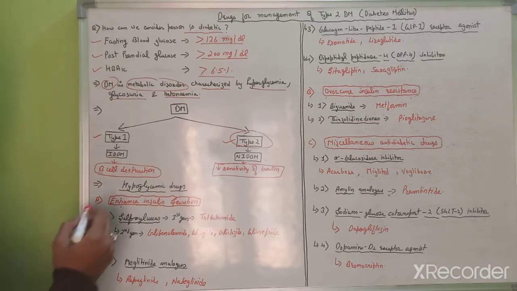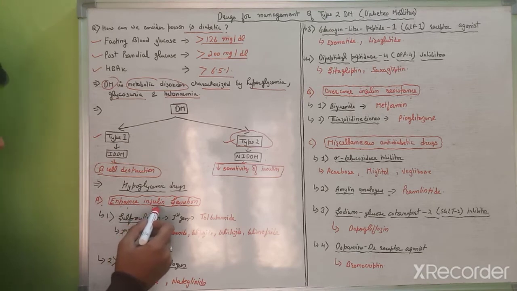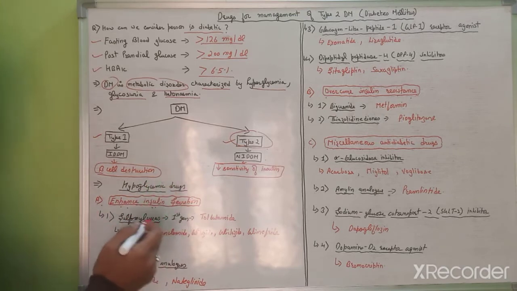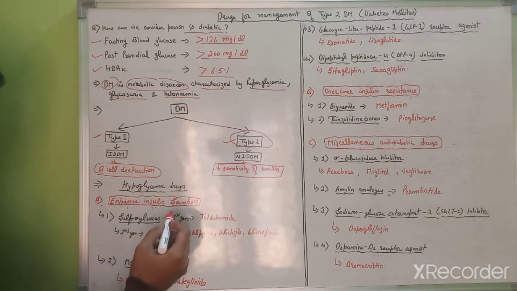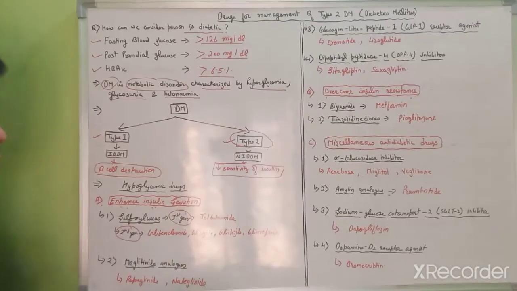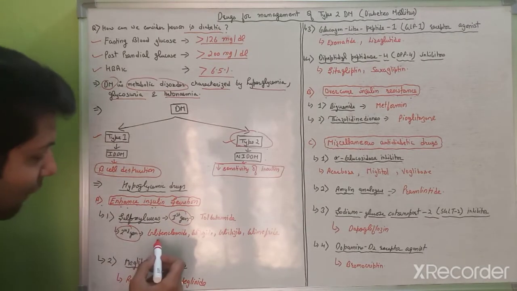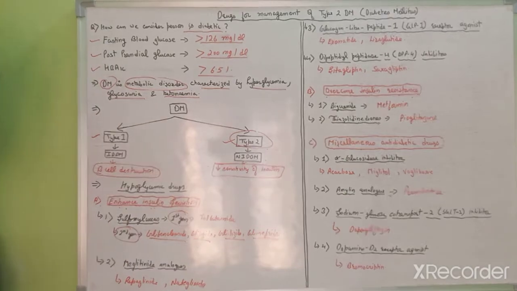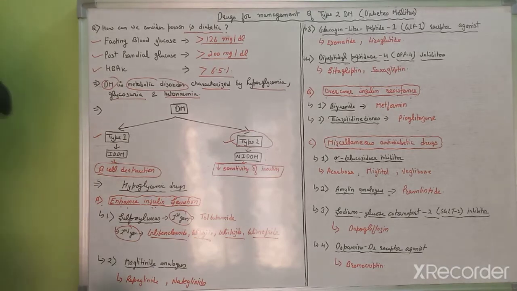Starting with class A, drugs that enhance insulin secretion. In this class the first category is sulfonylureas. It is divided into first generation and second generation. In the first generation we have drugs like tolbutamide, and in the second generation we have drugs like glibenclamide, glipizide, gliclazide, glimepiride. The second category is meglitinide analogs, with drugs like repaglinide and nateglinide.